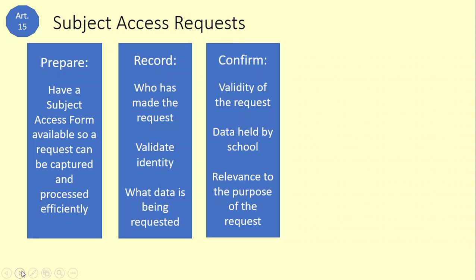In many cases, a parent will ask for everything about their child. This can take many hours to gather and may not be relevant to the purpose of the request. Schools should help parents to be as specific as they can about what they are requesting and why they want the data. This will help the school to provide the information as quickly as possible.